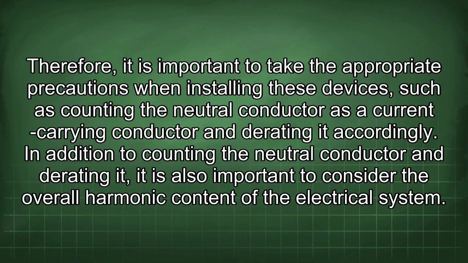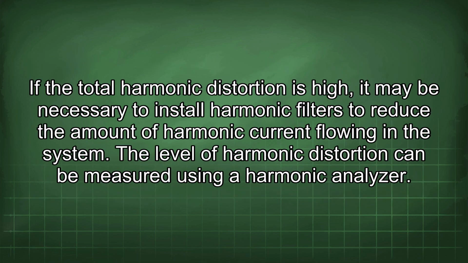In addition to counting the neutral conductor and derating it, it is also important to consider the overall harmonic content of the electrical system. If the total harmonic distortion is high, it may be necessary to install harmonic filters to reduce the amount of harmonic current flowing in the system. The level of harmonic distortion can be measured using a harmonic analyzer.